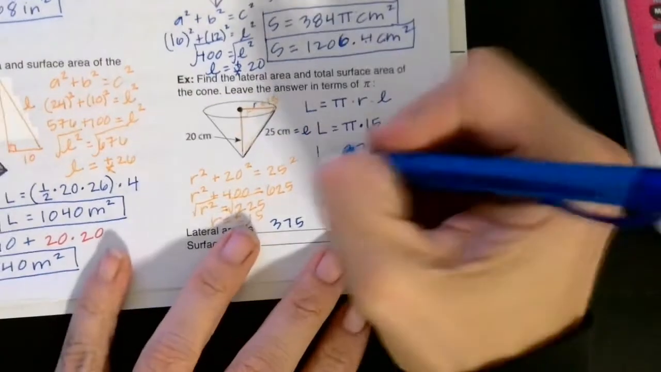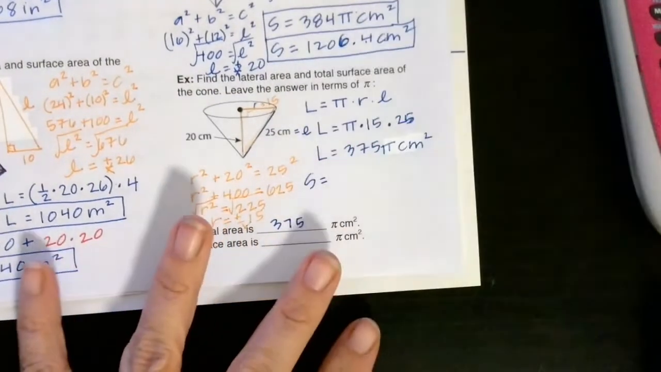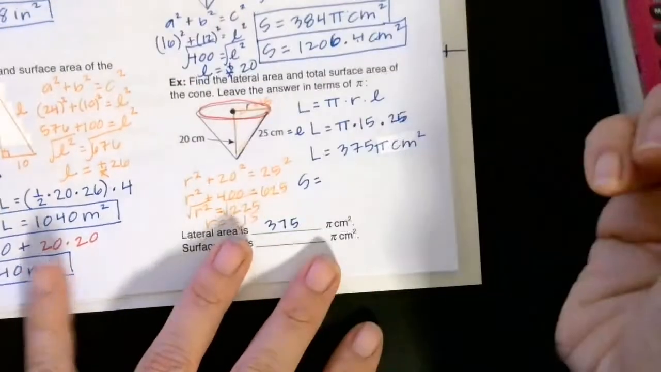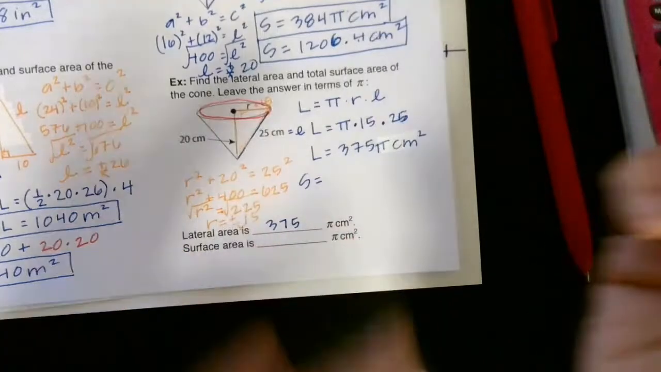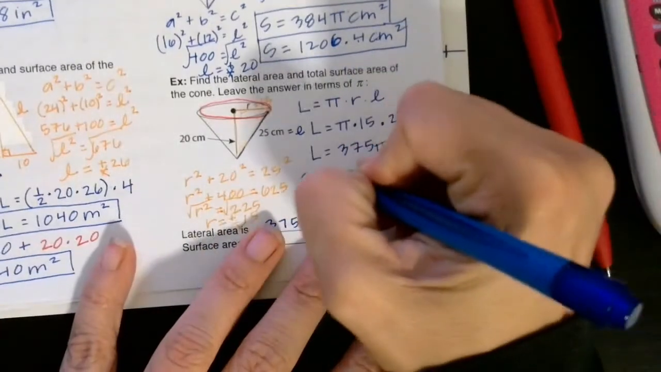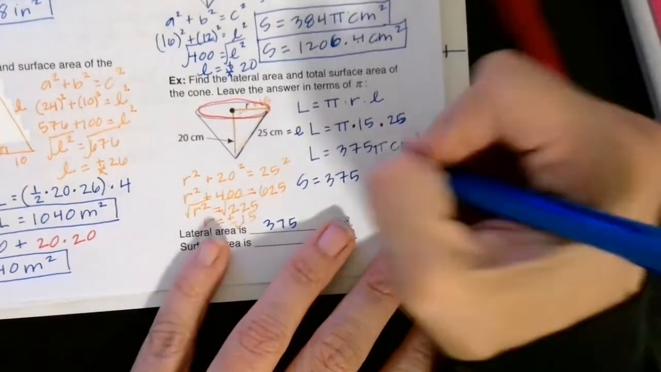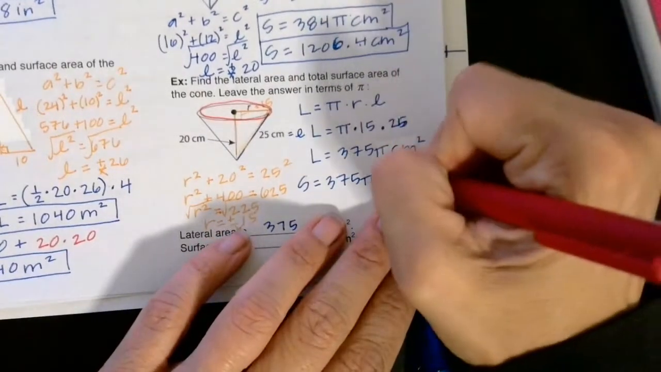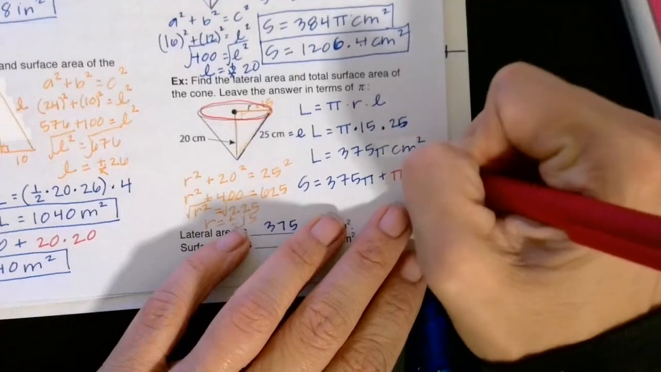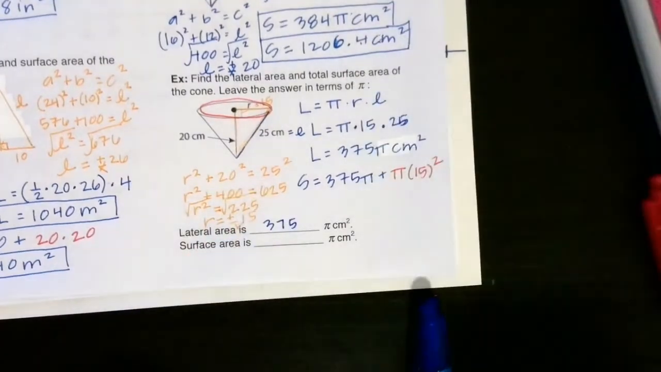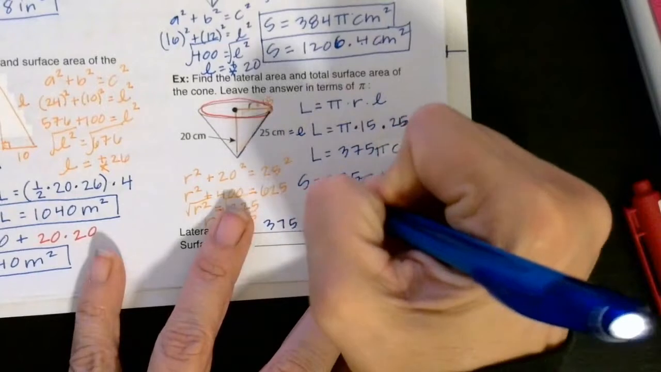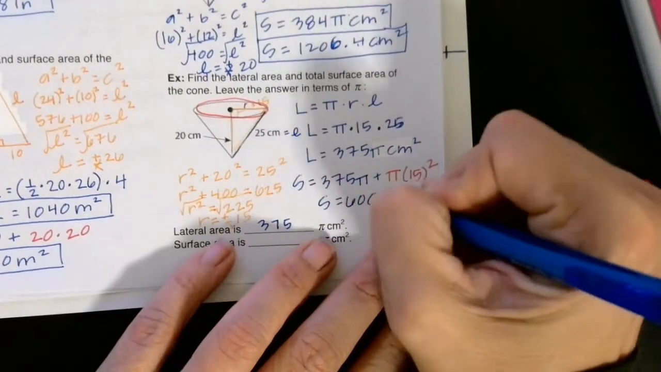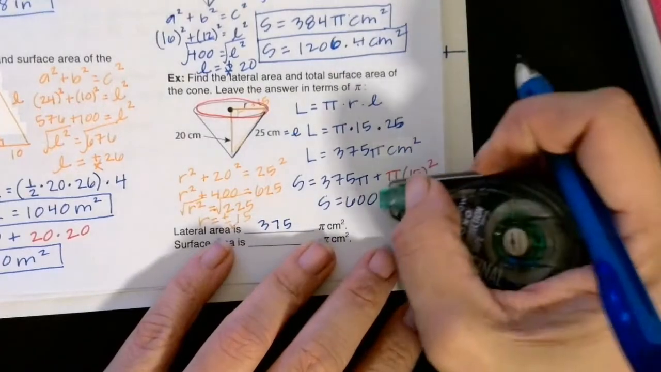Alright, the next one is surface area. So for the surface area, that's this guy right here. And the area of a circle is pi r squared, so I get the 375 from the lateral area. It's got a pi plus pi times 15 squared. 15 squared is 225. So 225 plus 375 is 600 pi centimeters squared.